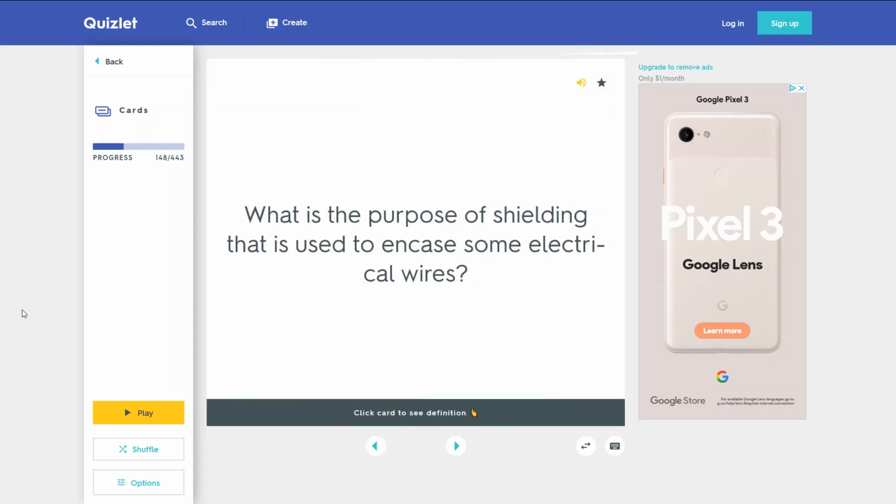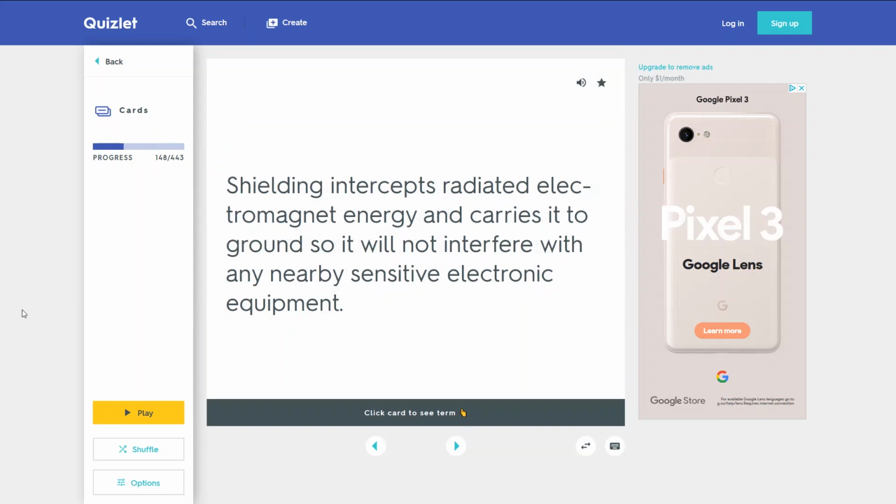What is the purpose of shielding that is used to encase some electrical wires? Shielding intercepts radiated electromagnetic energy and carries it to ground so it will not interfere with any nearby sensitive electronic equipment.